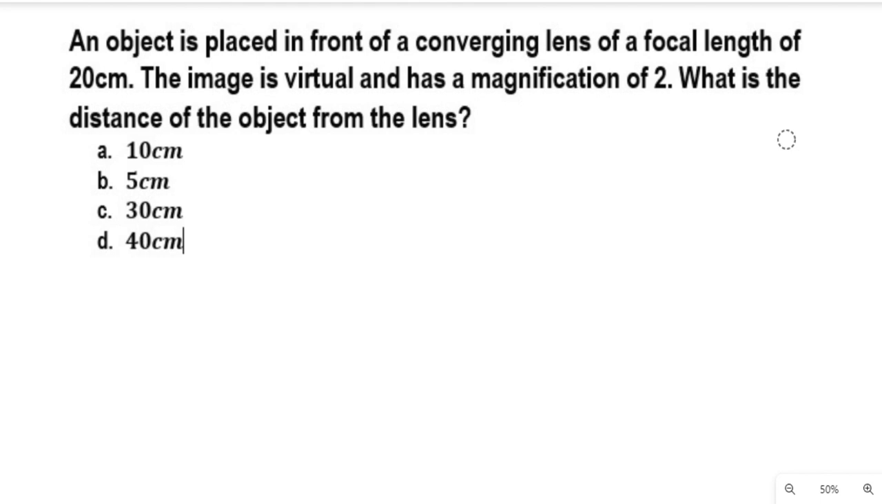The question for today's class says an object is placed in front of a concave mirror of focal length 20 centimeter. The focal length is 20 centimeter. And the image is virtual, and you know a virtual image can be seen on the mirror, and has a magnification of 2. What is the distance of the object from the lens?